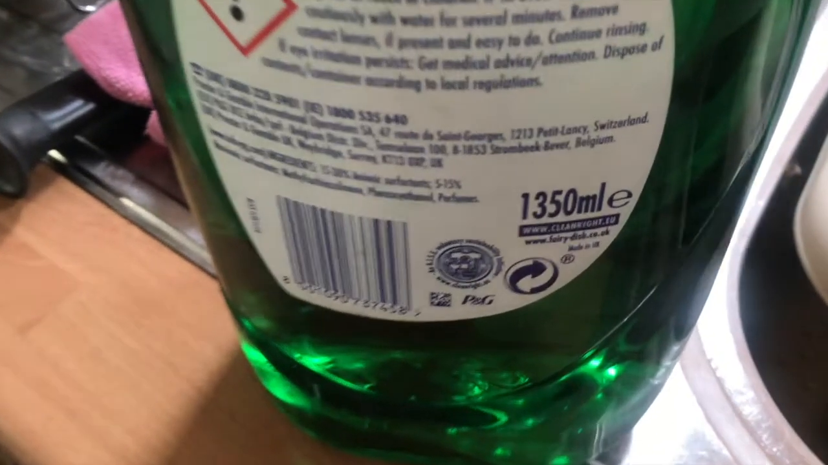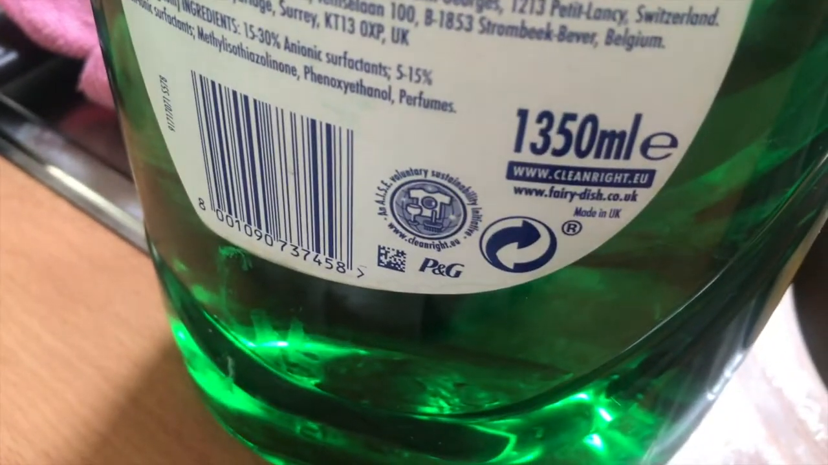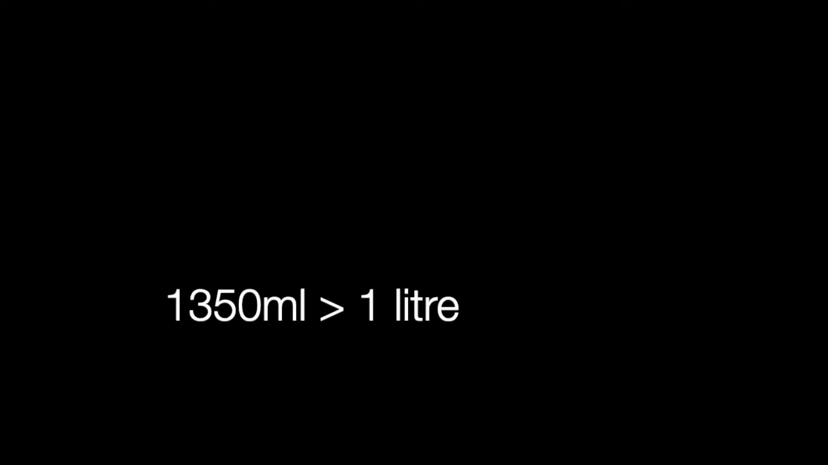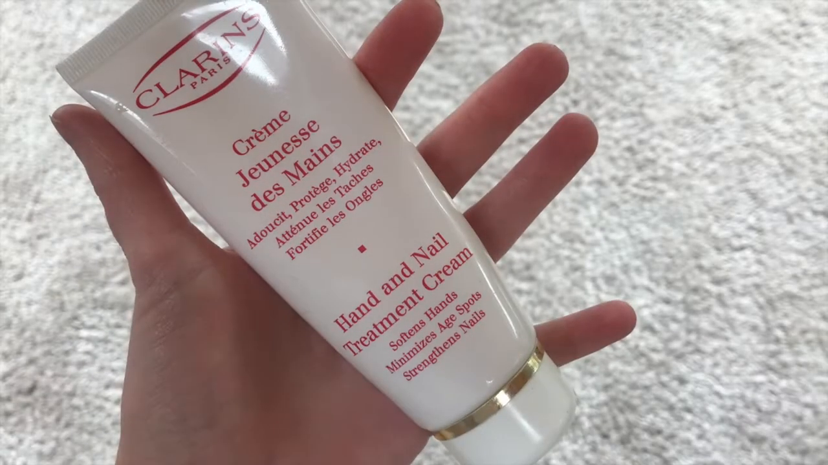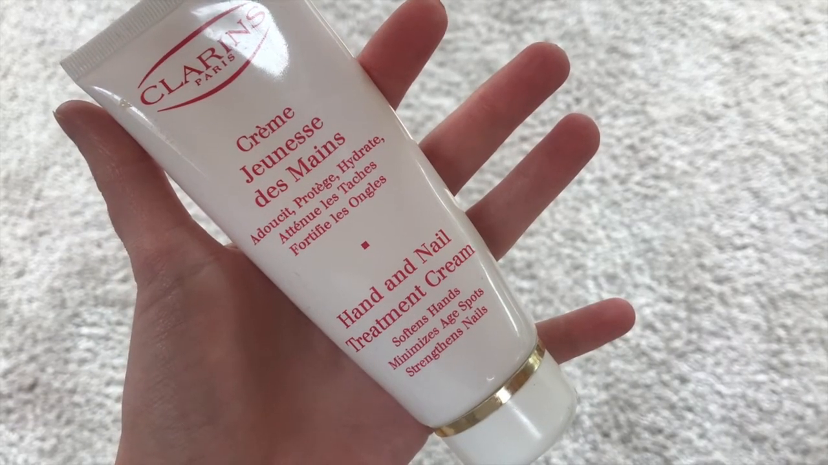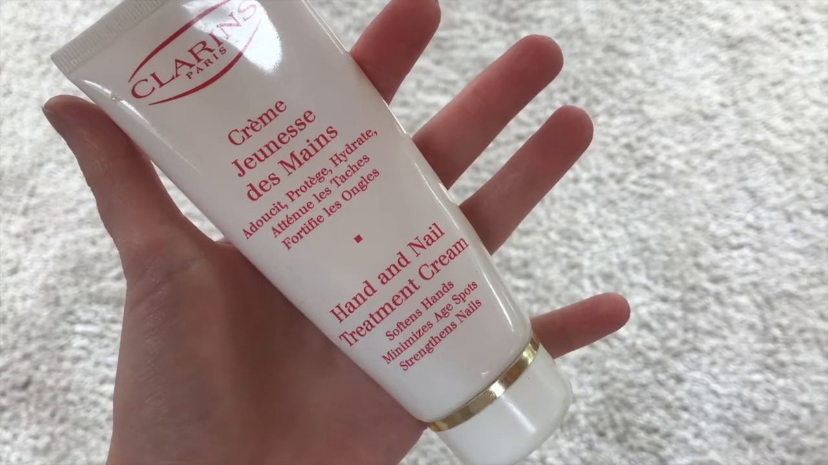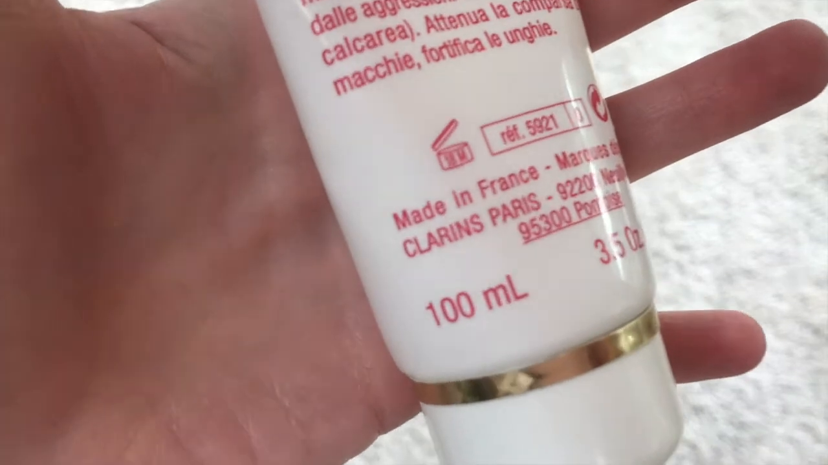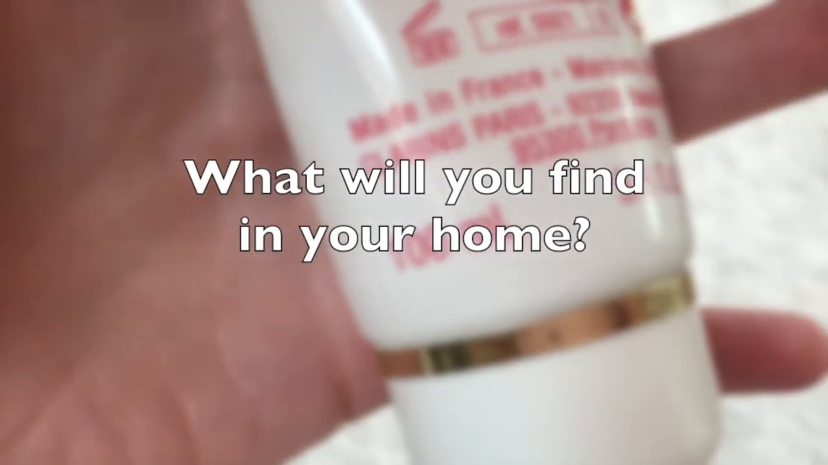Examples of 2 more things I found in my kitchen are fairy liquid for washing the dishes, which has a capacity of 1,350 millilitres, so more than a litre. And on my shelf, I spotted some hand cream, which contained 100 millilitres. I wonder what things you'll find in your home.